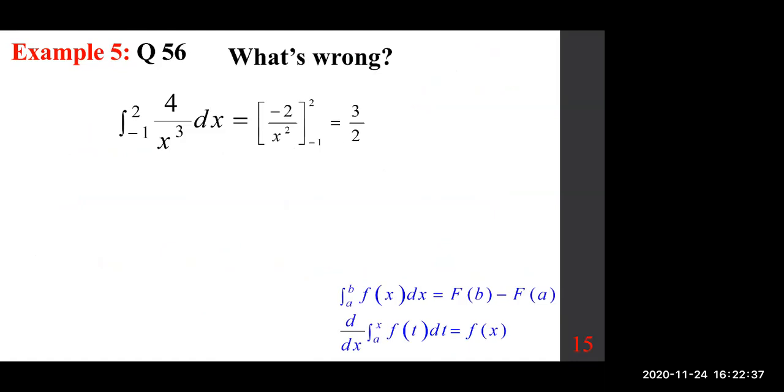The integral from -1 to 2 of 4 over x cubed dx is equal to this, and is equal to 3/2. And that's not a true statement. Can anybody tell me what's wrong with this statement? There is something wrong. Does anybody notice what's wrong with this statement? Why doesn't it work that way?